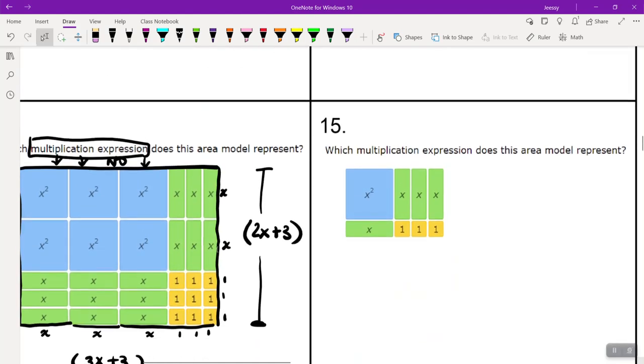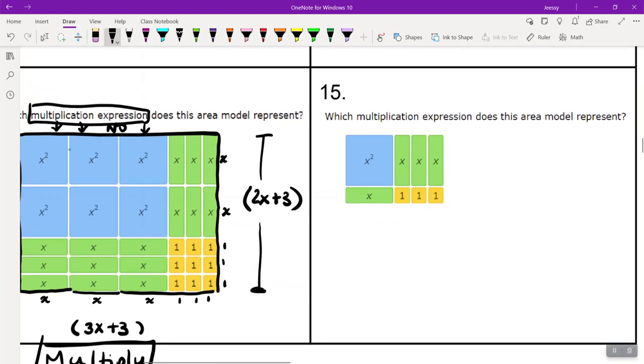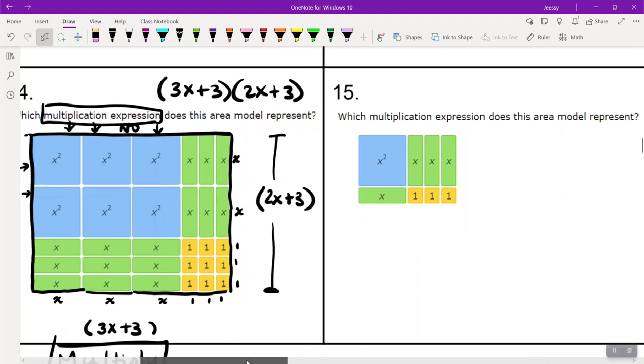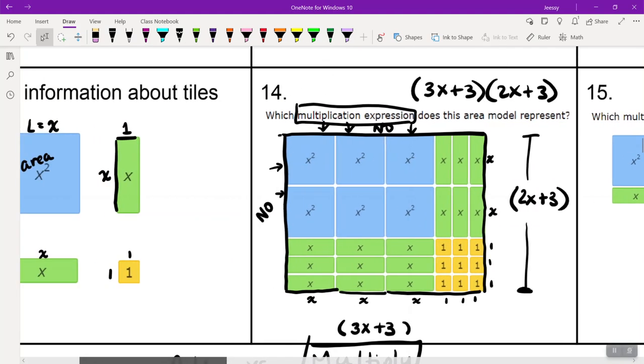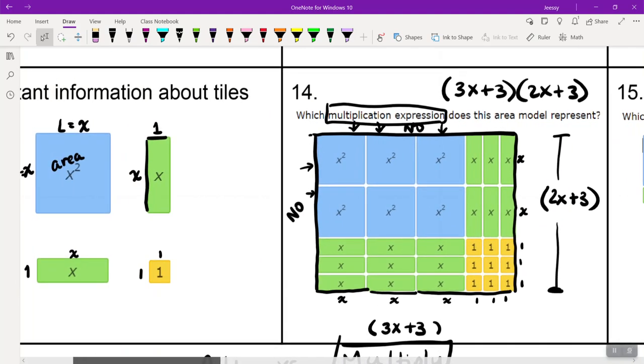Lost it. I'm sorry. So what is the expression? The expression is going to be 3x plus 3 times 2x plus 3. And it goes back to what I just told you about the dimensions of your squares, which we wrote down over here on this block. When you're looking at this rectangular one, the longer side is going to be x, and the shorter side is going to be 1.